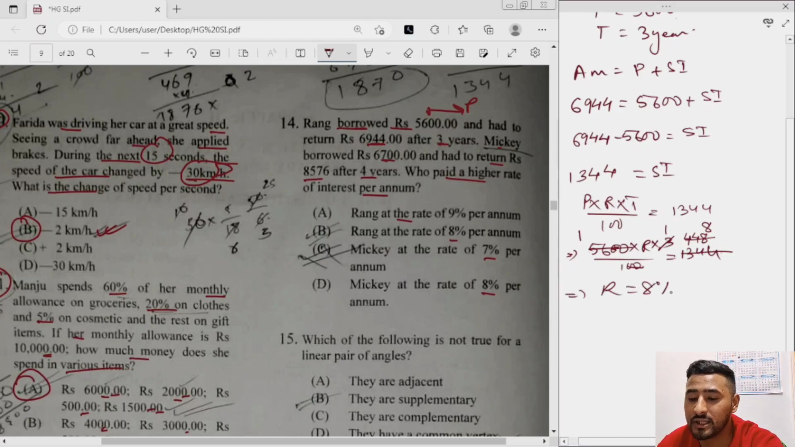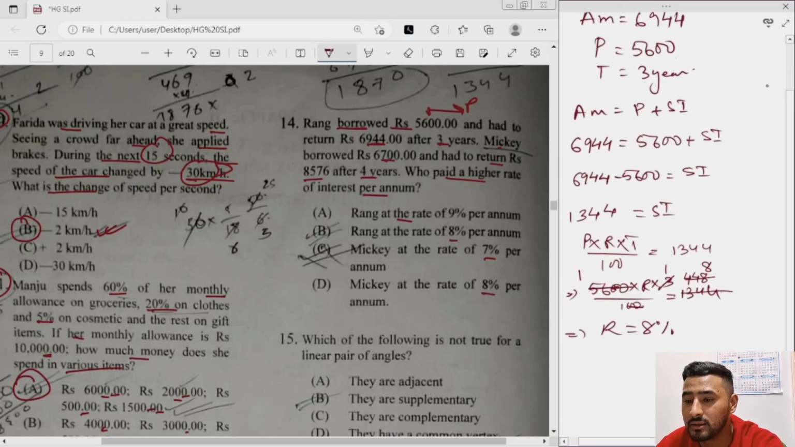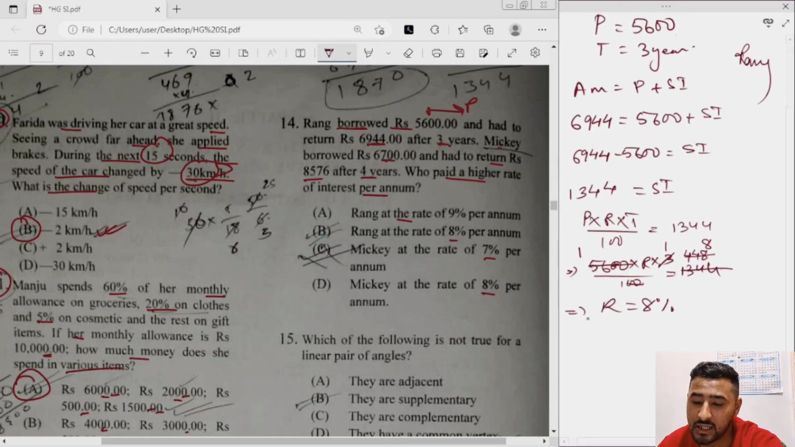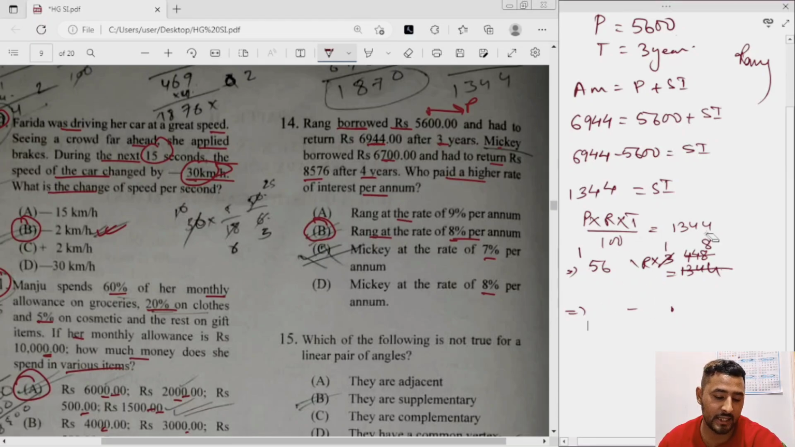8%, right? So this is for Rang. Remember, this is for Rang. Is getting how much percentage? Can you see? R is equal to 8%. No need to check. We already have Rang at the rate of 8% per annum. No need to check the other one. If Mickey would have higher numbers, 9%, then we would have checked. But it is not there in the option. So option number B will be the correct answer. Okay, I hope this is clear. Let's see next question.